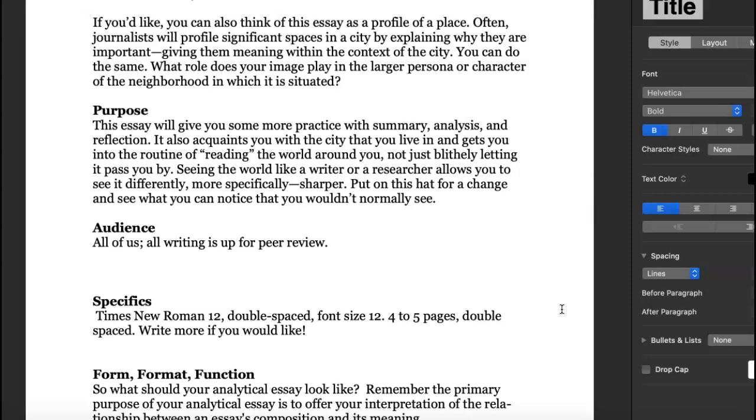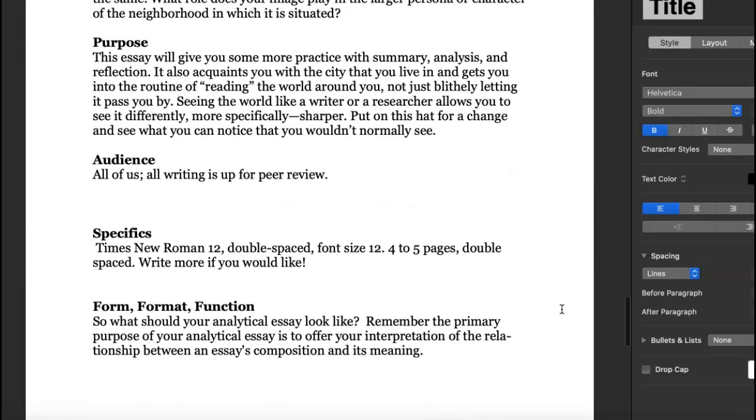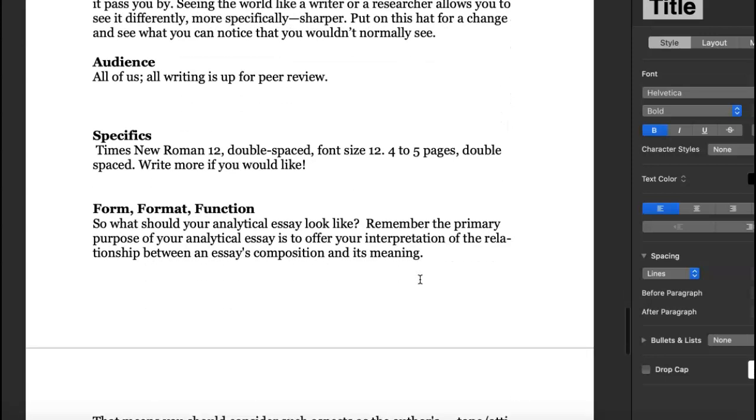You can absolutely use the I perspective in this. I would say to leave the I perspective out of your thesis to make it more neutral, but you can certainly then reveal some of your actions and some of your thoughts as you work your way through the essay. We'll be doing peer review with this. Again, 4 to 5 pages, double spaced. If you want to write more, go for it. But that's our goal for this.